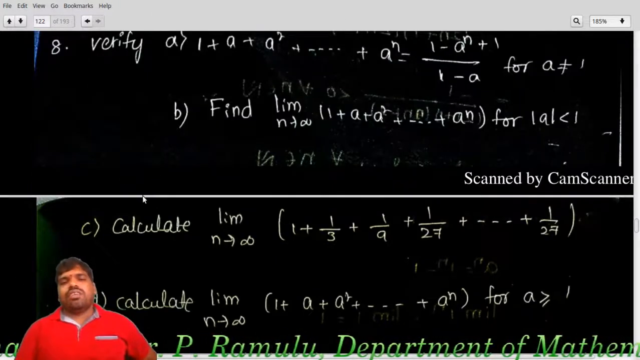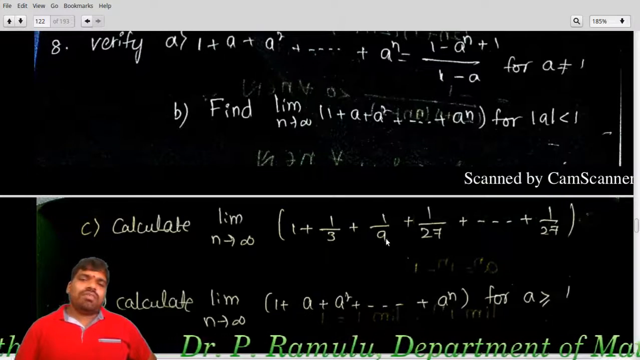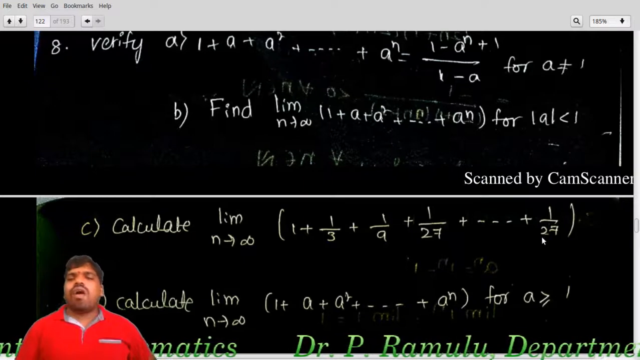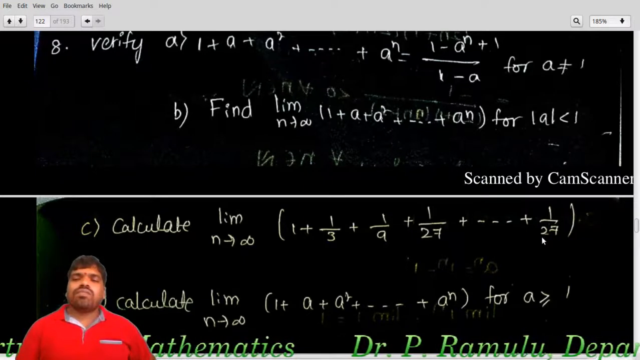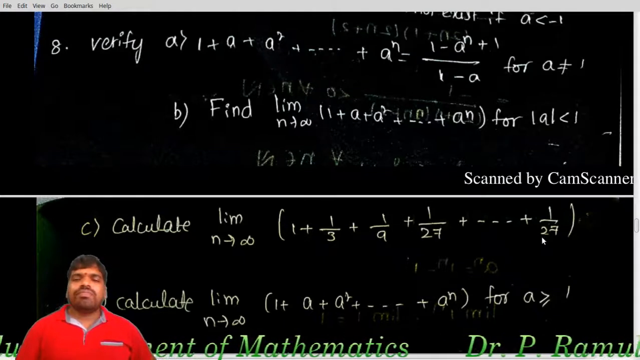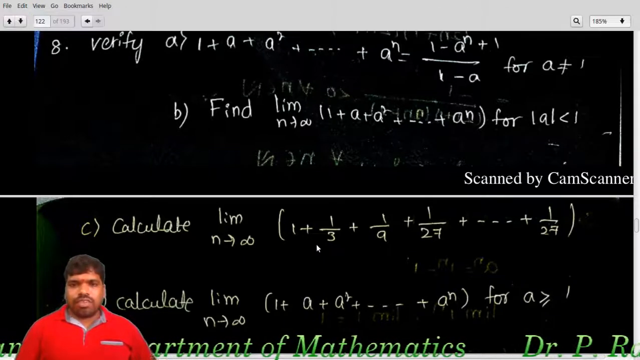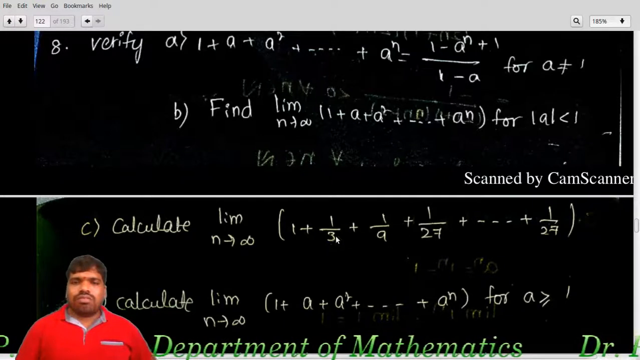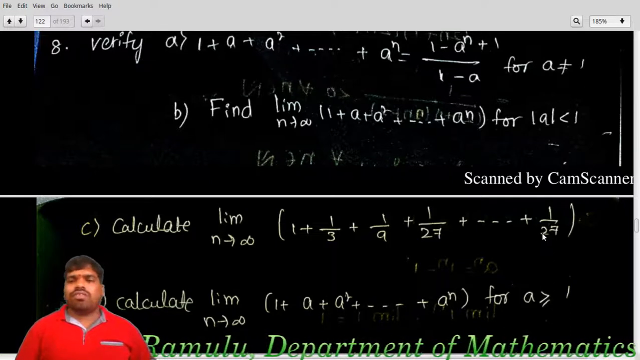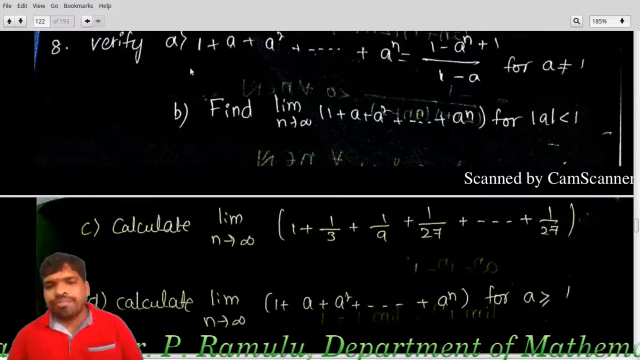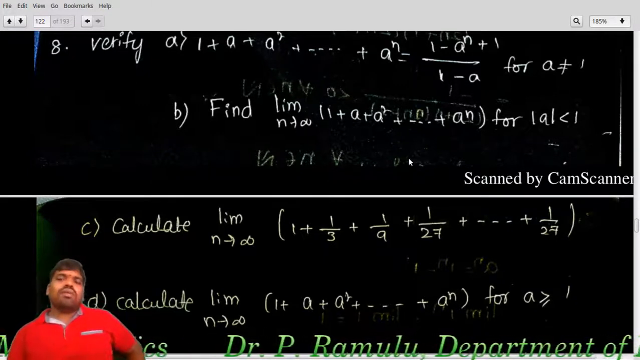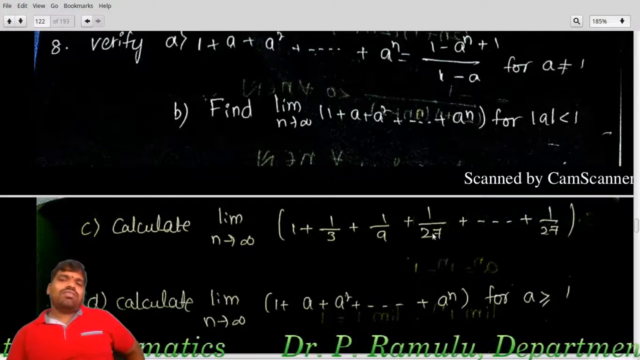Calculate the limit as n tends to infinity of 1 plus 1 by 3 plus 1 by 3 square plus 1 by 3 cube up to 1 by 3 power of n. I think this is right. We will see that value.